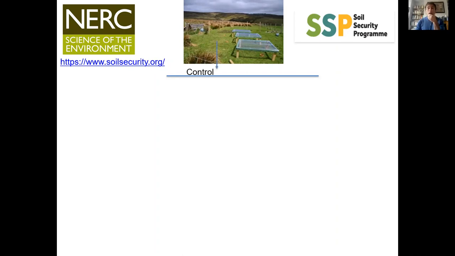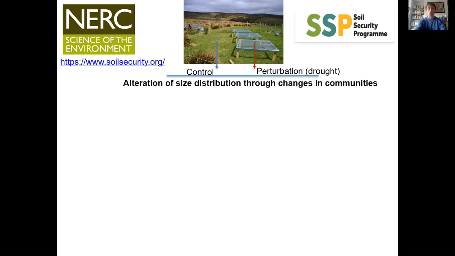Here is an example from an experiment where I was involved, where you have controlled grassland plots and you have perturbed grassland plots, in this case with drought. So the perturbation, in this case a severe drought that we artificially impose on the system, causes changes in community structures, and this will change the size distribution of the species.